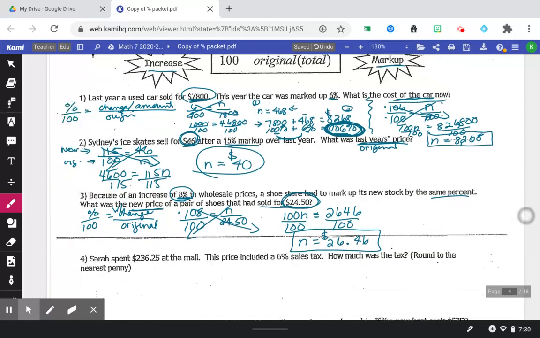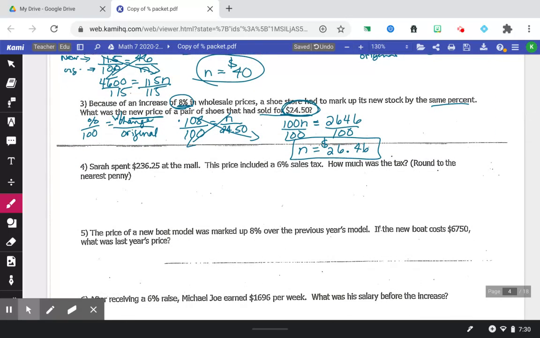All right. Okay, let's look at another one. Number 4. Sarah spent $236.25 at the mall. This price included a 6% sales tax. How much was the tax? Okay, so this includes the 6%. So this number right here is 100% of the item plus the 6% sales tax.